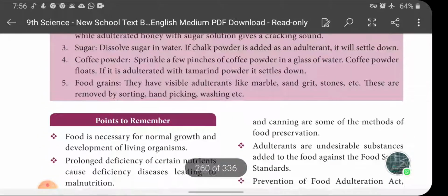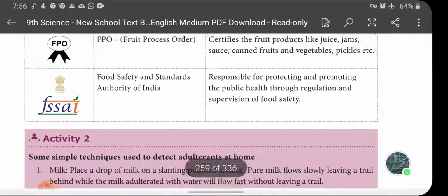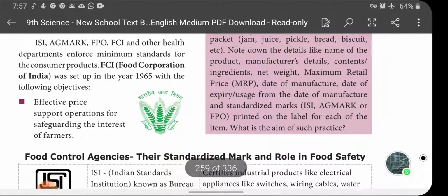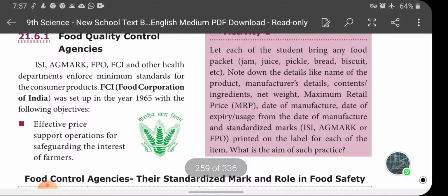The homework for today's portion is this table column: food control agencies, their standardized mark and role in food safety. Then objectives of FCI. Then what are the 4 organizations involved in food quality control agency. These are the 3 questions you will have as homework, and I'll see you in my next class.